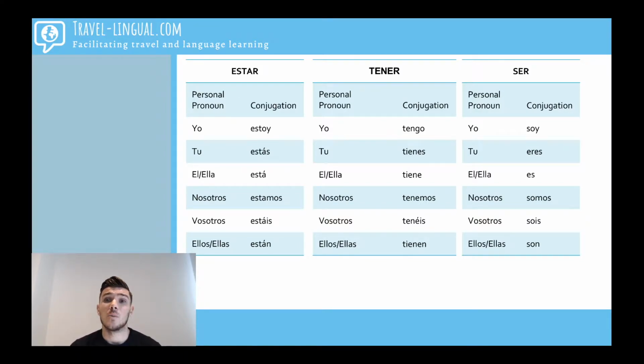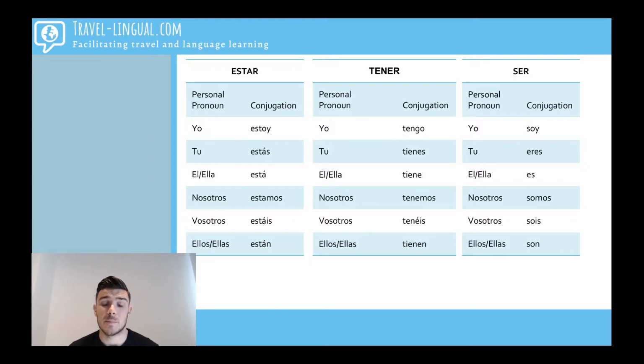Now, these are what we call irregular verbs. This means that they don't adhere to the normal verb patterns or rules, okay? So you just have to learn them. But you'll see that they're very, very similar when conjugated to the verbs that we've looked at already. We're going to start with estar. This is the verb to be, or one of the verbs to be.